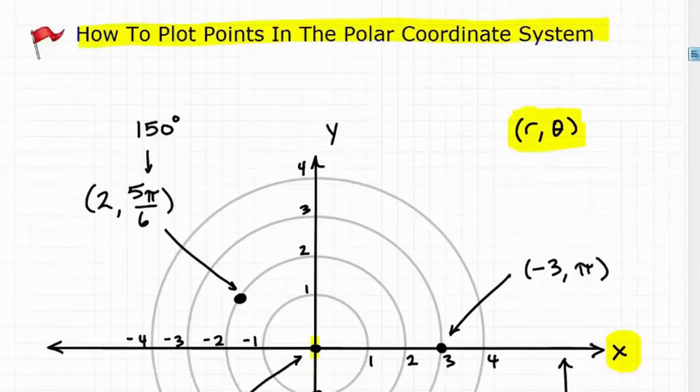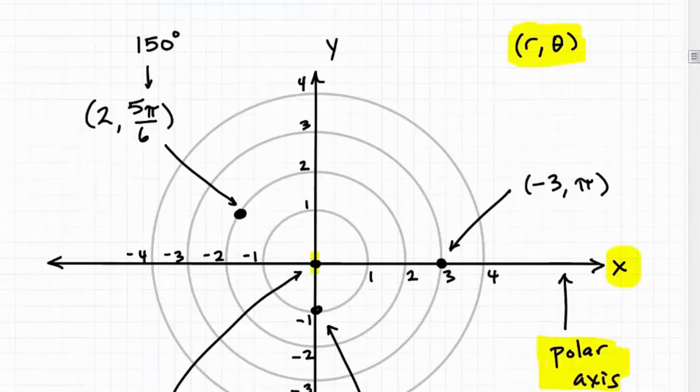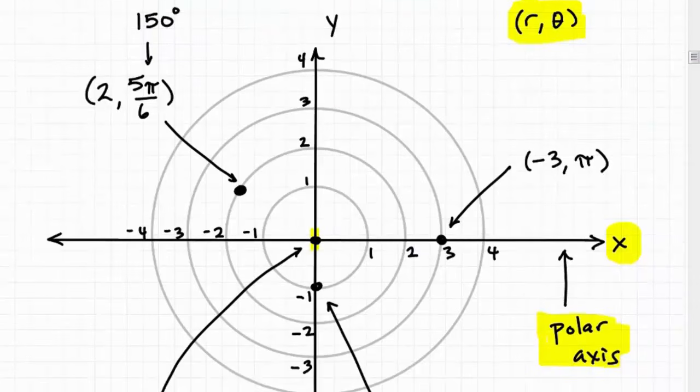Okay, so let's start off with some easy coordinates. Let's focus on what I'm doing here one at a time, and of course you can pause the video and take your notes. Let's look at this point right here. That point is at (2, 5π/6), and I'm using radians here. Remember, it's always the radius and then the angle. The angle could be in degrees or radians. So 5π/6 is equivalent to 150 degrees.